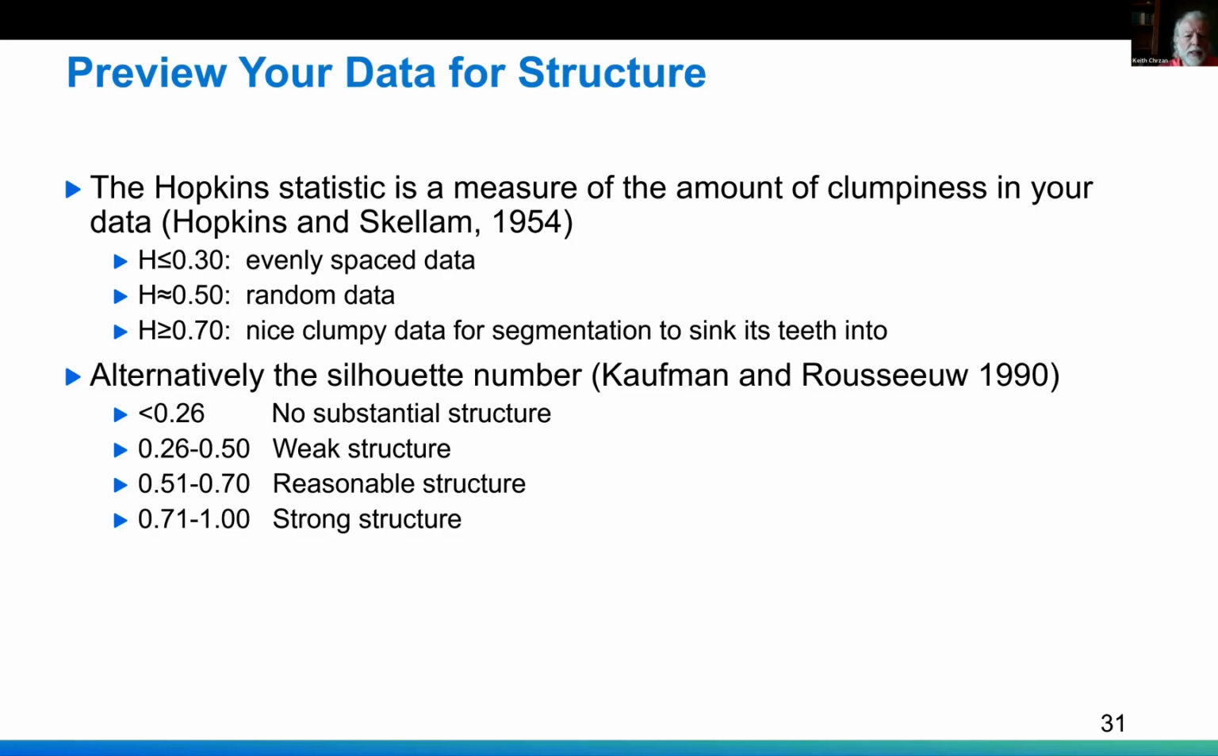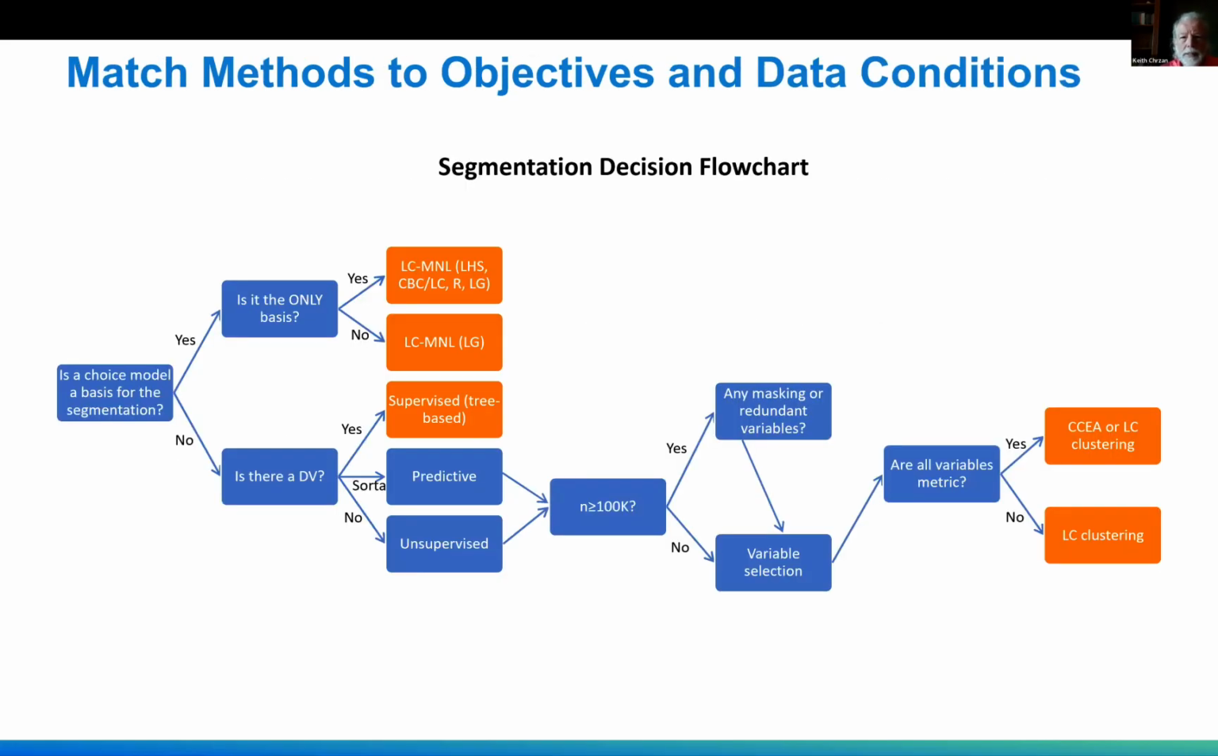Alternatively, you could look at the silhouette number that also tells you whether you've got anywhere from having no structure at all to having a very strong structure. And again, this is just kind of a preliminary thing I do before I start clustering. I look at this and let my client know, give them a feel for how hard we're going to have to work to find our clusters or our segments.